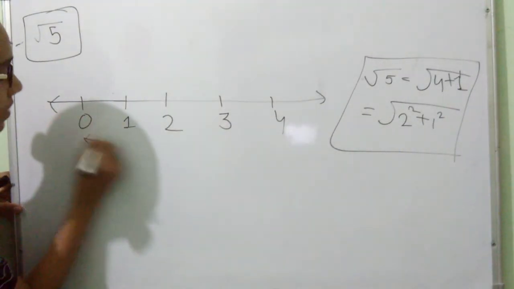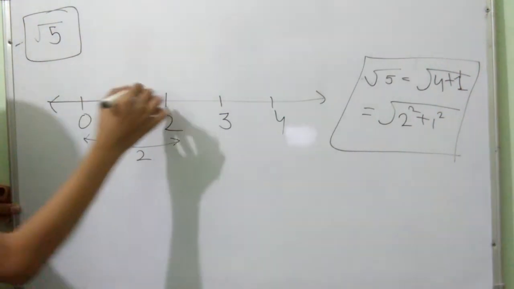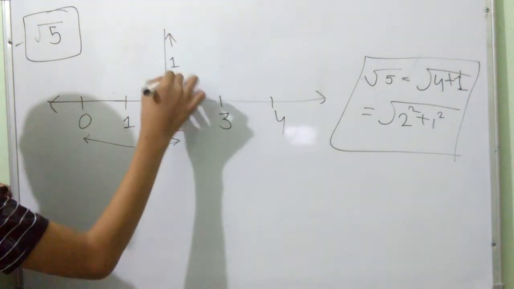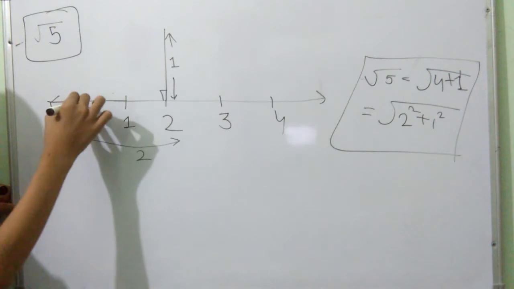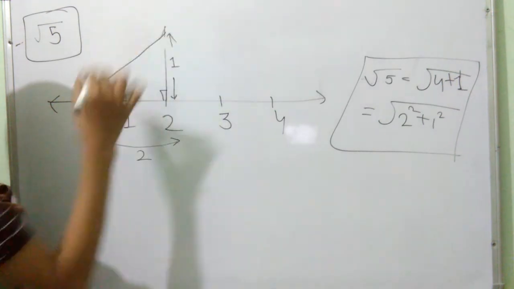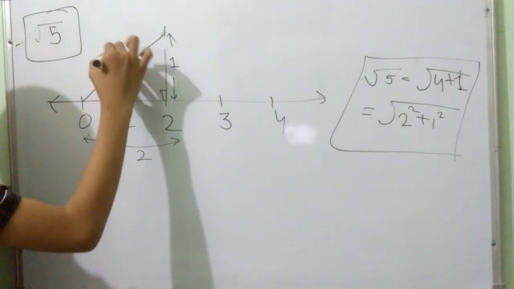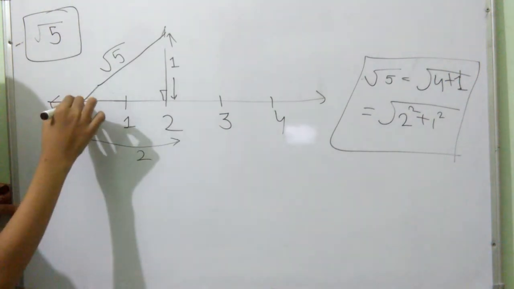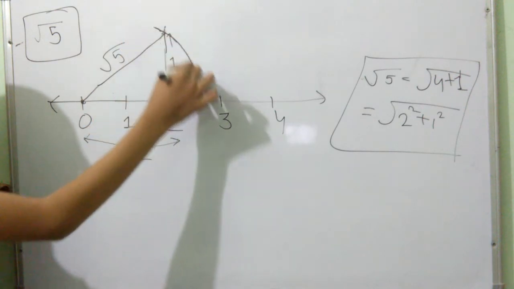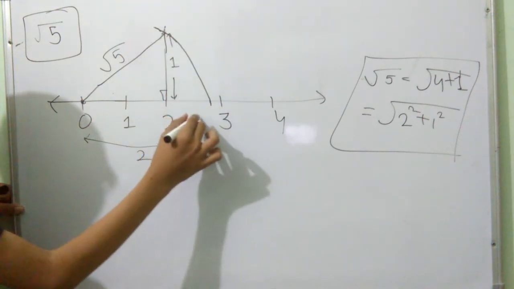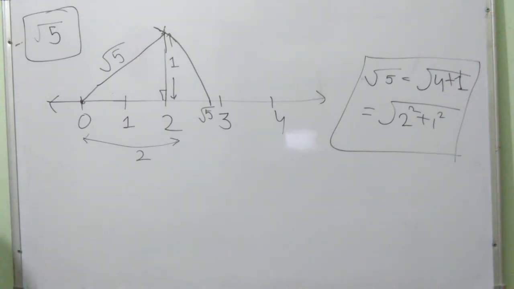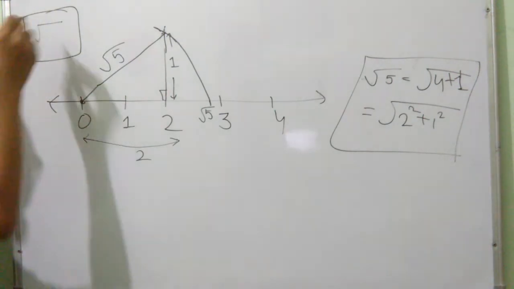Take these 2 units as the base. Make a perpendicular on this 2, of 1 unit length. Now join these both, and what will it be? It will be the hypotenuse, and this hypotenuse will be root 5. So taking the tip of the compass here, with this as the radius, make an arc which will cut it here, and this will be root 5.